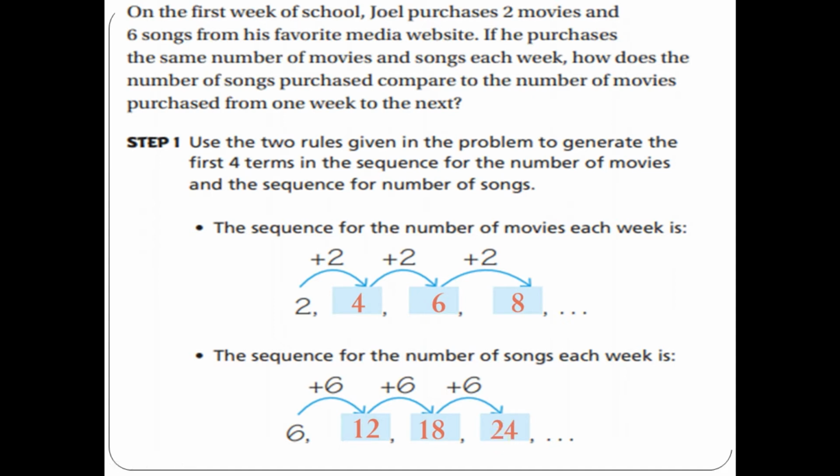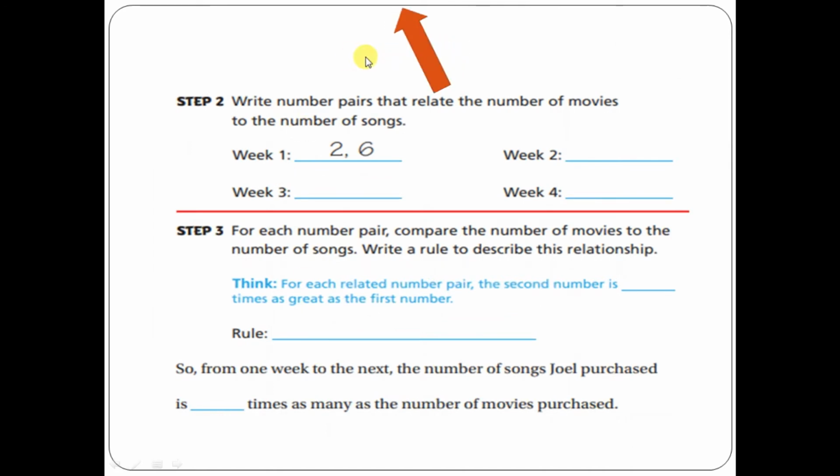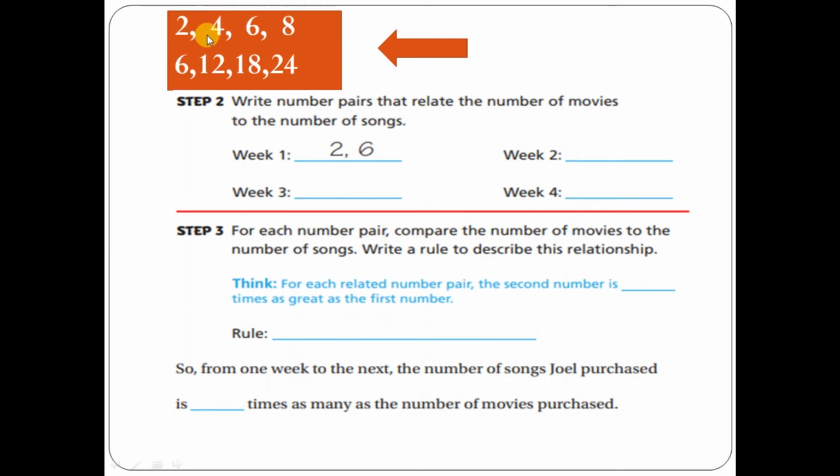Now, do you know what the rule is here? The number of movies is increasing by 2, so the rule is plus 2. Okay, what is the rule in this pattern? It is plus 6. The number is increasing, which means it's plus, and the step or the rule is 6. Okay, in this case, those are the final 2 patterns: 2, 4, 6, 8 for the movies, and 6, 12, 18, 24 for the songs.